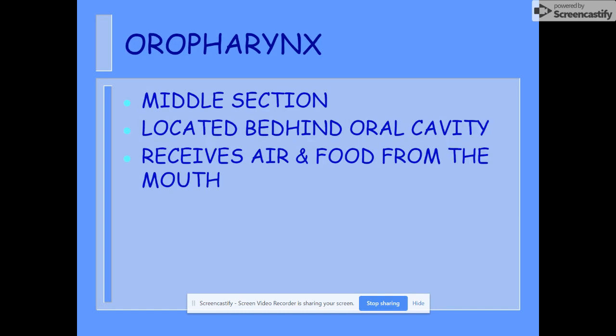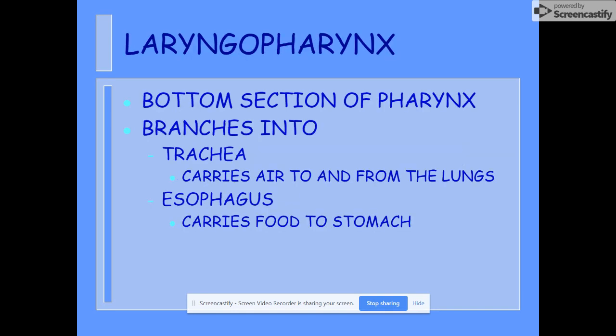The oropharynx is the middle section located behind the oral cavity. It receives air and food from the mouth. And then the laryngopharynx is the bottom section of the pharynx. It branches off into the trachea, which carries air to and from the lungs, or the esophagus, which carries food to the stomach.